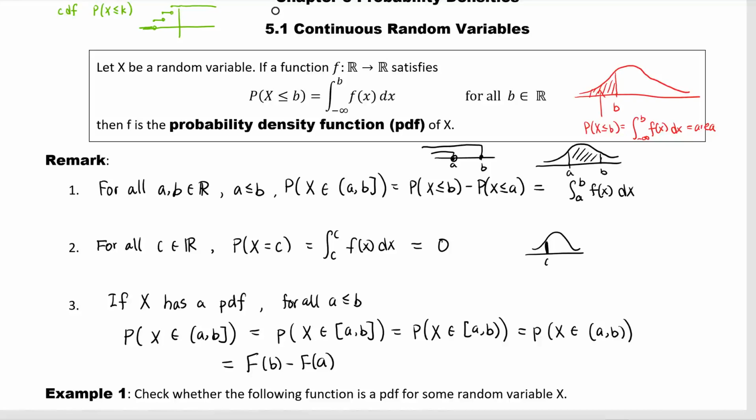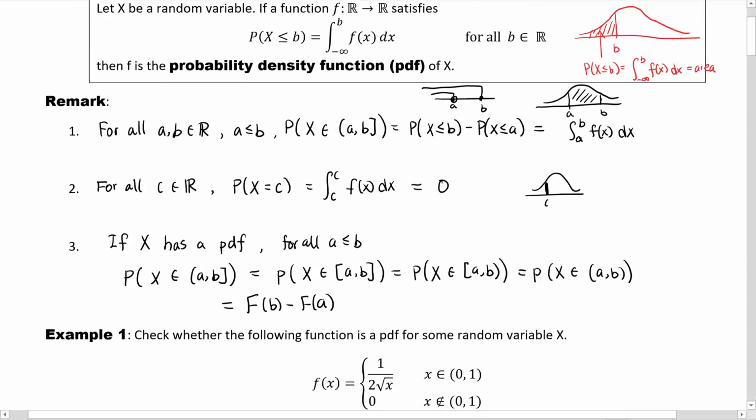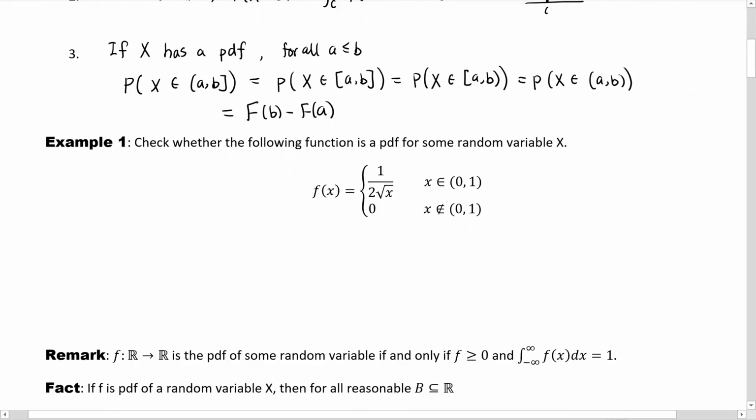Do you remember for a discrete random variable, these four intervals actually have different answers? But for a continuous random variable, they are all the same.